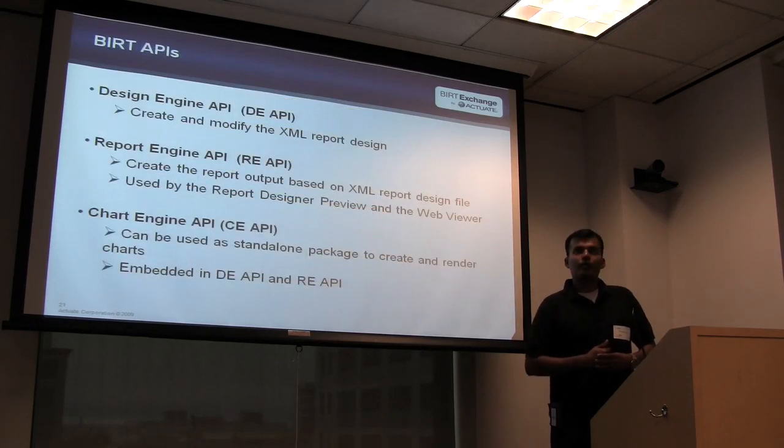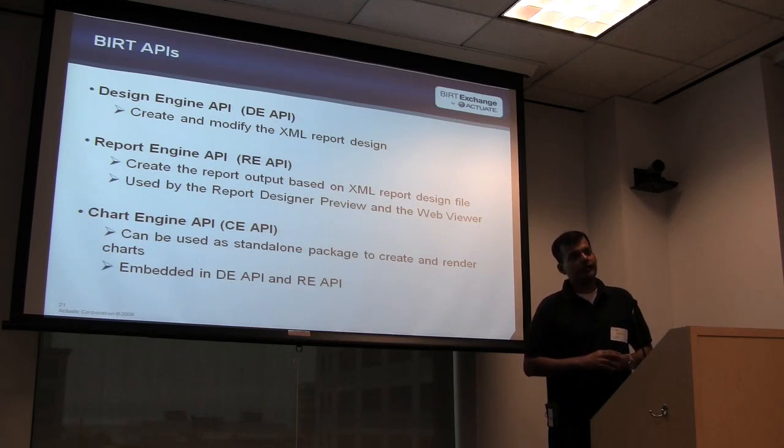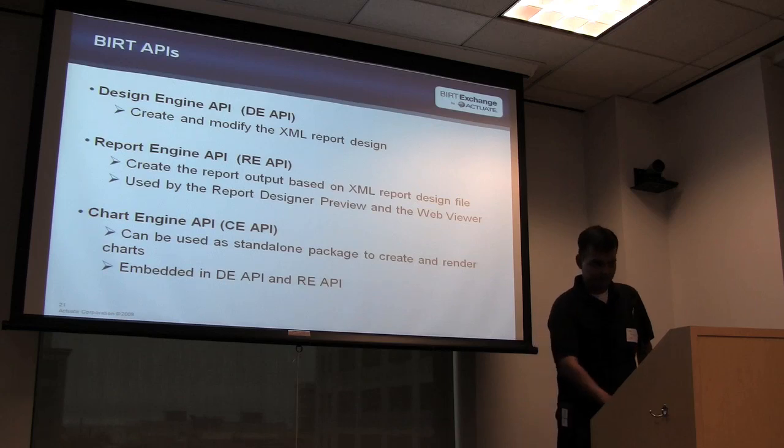So this is a quick overview of what I talked about before. These are the different APIs that are available for you to use. The design API, which is the design time environment, you can use to create your XML report design. The report engine API is the runtime equivalent. You can use that to determine how you want to present your data. And finally, you have the chart engine API, which is available in both design and runtime. You can use either of them standalone, as well as embedded inside the report engine.